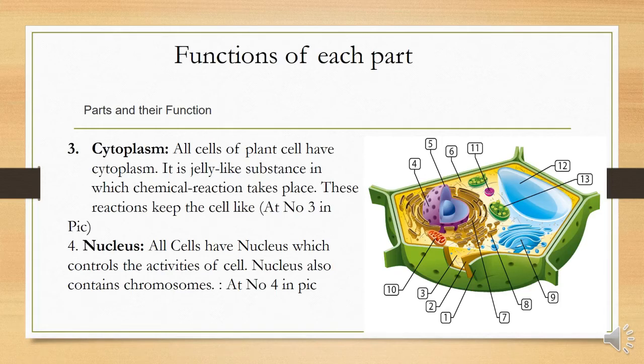All cells of a plant cell have cytoplasm. It is a jelly-like substance in which chemical reactions take place. These reactions keep the cell alive. And the fourth part of the cell is the nucleus, which is a very important part, in which all activities are controlled. All activities of the cell are controlled, and it also consists of chromosomes. And in the picture, the number 4 is the nucleus.